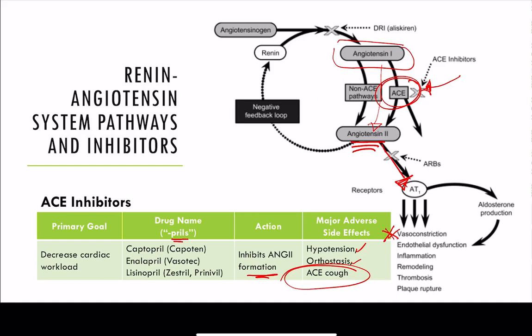And if a patient gets the ACE cough, they won't tolerate this med. So they're going to have to be switched on to another medication. A lot of times they get switched to an angiotensin receptor blocker at that point. So an ACE inhibitor is trying to decrease the workload of the heart. Can you think of any other big drugs that decrease the workload of the heart?